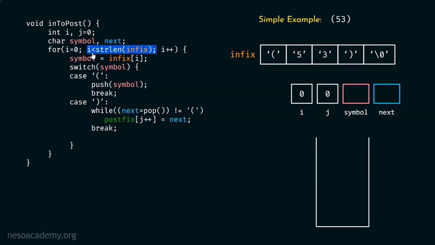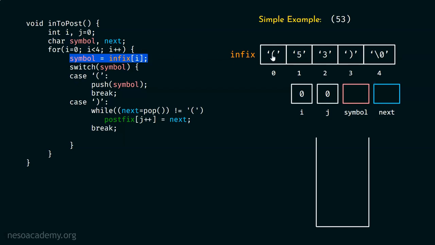After this, we'll check is I less than string length of infix. In this case, string length is 4. So this will get replaced by 4. We're checking this condition, is I less than 4? Yes, of course, 0 is actually less than 4. Therefore, we can continue and enter inside this for loop. Here we'll put infix of I, that is infix of 0, inside this symbol variable. So we'll store this symbol in this symbol variable. We know that index of this block is 0, index of this block is 1, and so on.